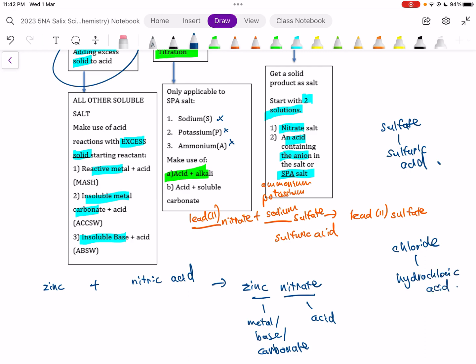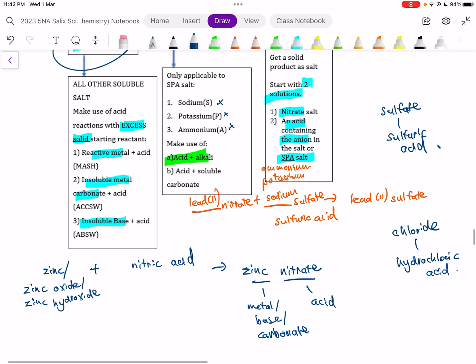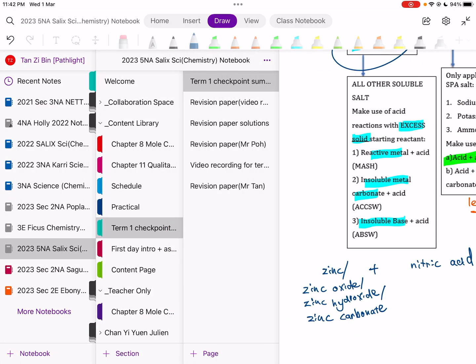Okay, so I have zinc as the solid. Then the base is an oxide or hydroxide: zinc oxide or zinc hydroxide, or otherwise zinc carbonate. So all three can also work in this case. Okay, so back to what we did just now.